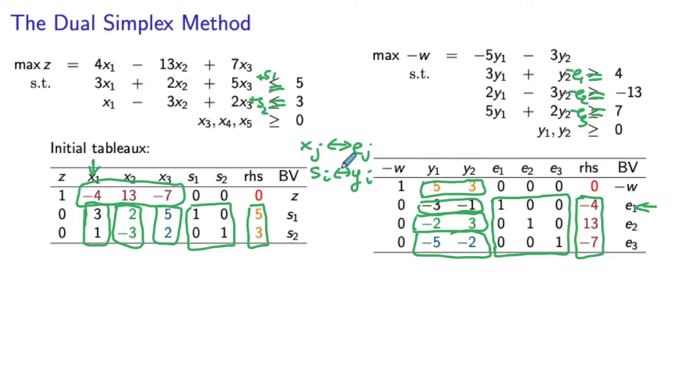So let's keep this correspondence as we proceed with the steps of the simplex method. And the correspondence I'm talking about is the following. Whenever xj is a basic variable in the primal tableau, then ej is going to be non-basic in the dual tableau, and vice versa. If xj is non-basic, then ej is basic. And similarly with si-yi pairs. Alright, so let's look at another pair of tableaus with this correspondence.